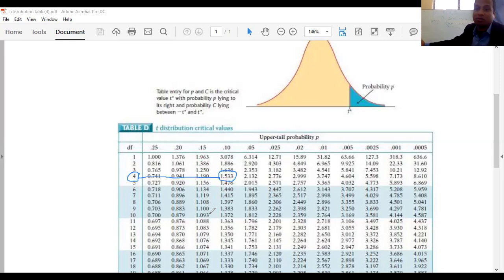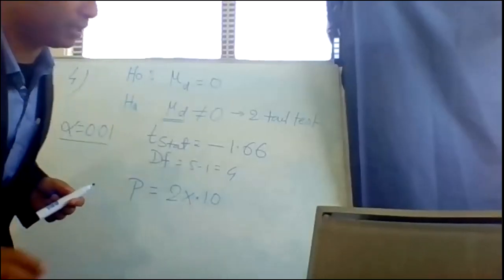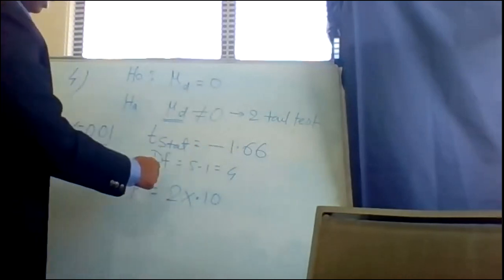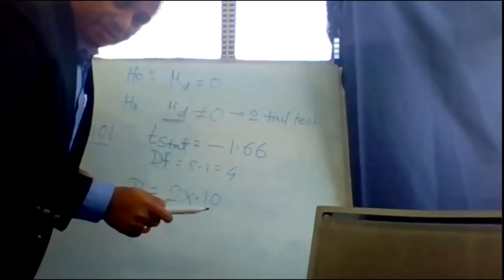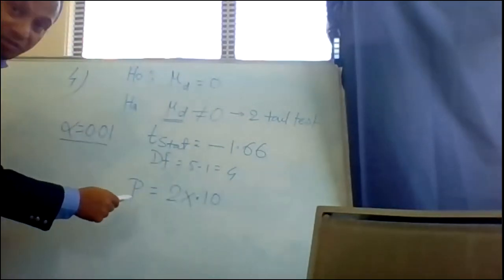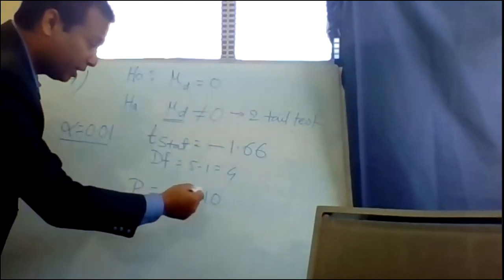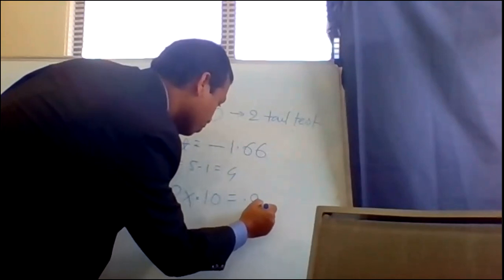Whenever it is a negative T value, consider it positive, because the table is not giving any value for the negative side. Because it's a bell curve, symmetric in nature, consider the right-hand side. At 1.66, the closer value is 1.533, and the corresponding P value is 0.10. What I'm saying is that T stat is 1.66 and the degree of freedom n minus 1 is 4, so you get the P value 0.10 from the table. But the real P value is 2 times that, since it is a two-tail test. So 2 times 0.10 is 0.20.